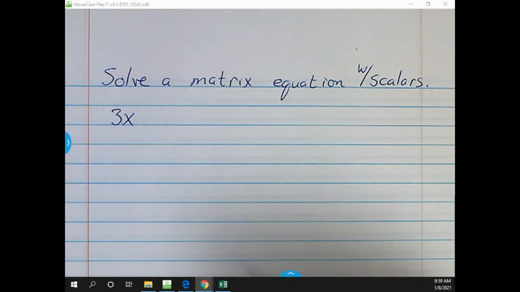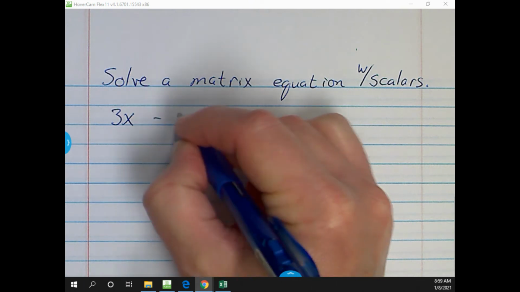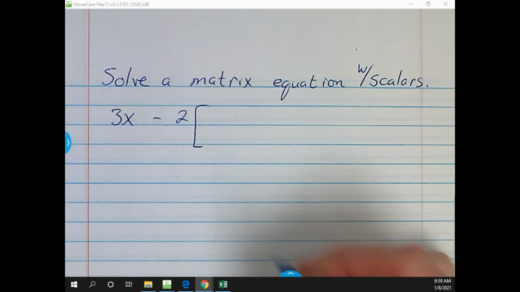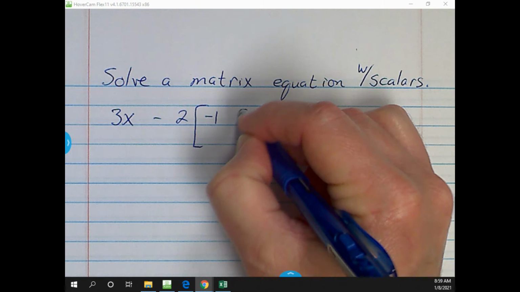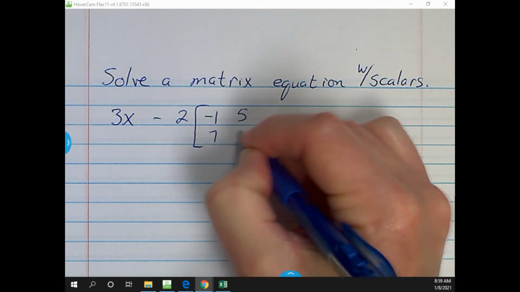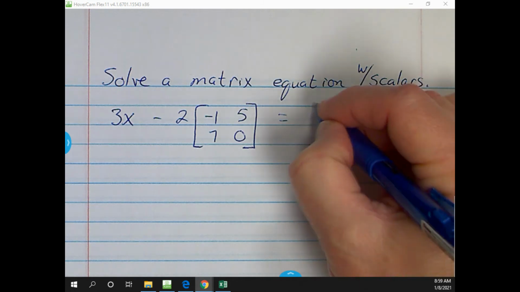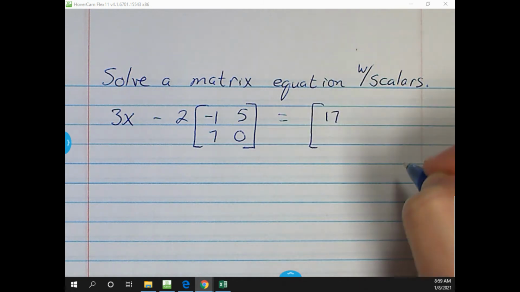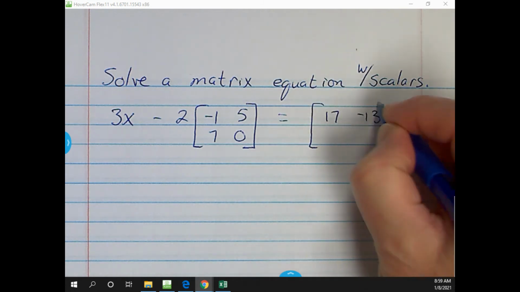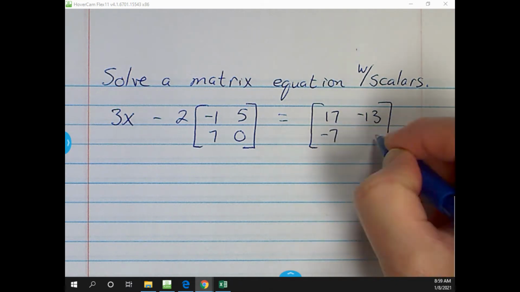Okay, so here's what it's going to look like. We'll do 3X minus 2 times -1, 5, 7, 0 equals 17, -13, -7, 0.